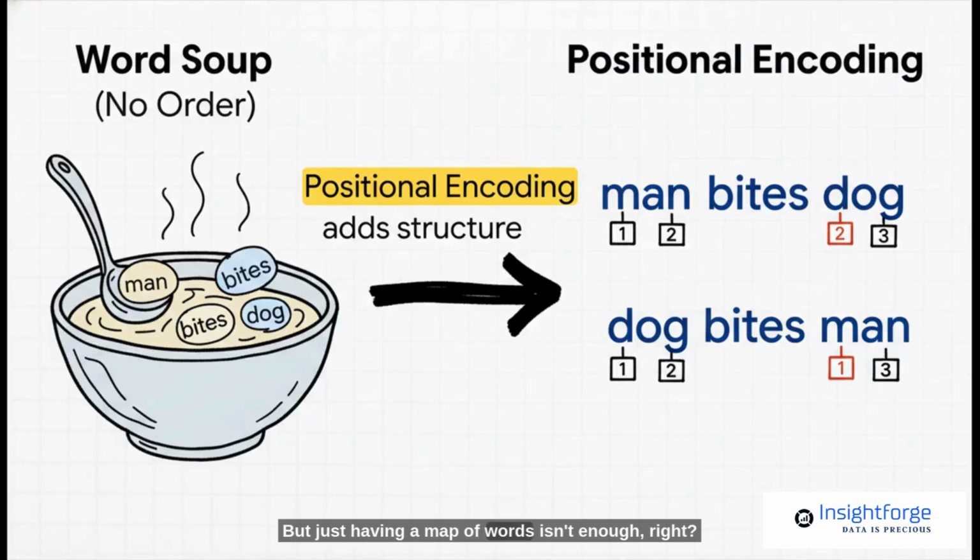But just having a map of words isn't enough, right? Word order is everything. That's where positional encoding comes in. This step adds a little tag to each token that says exactly where it is in the sentence, first, second, third, and so on. Without this, the model would just see a completely meaningless jumble of words, what some people call a word soup. It wouldn't know the difference between dog bites man and man bites dog, which, as you know, is a pretty important difference.